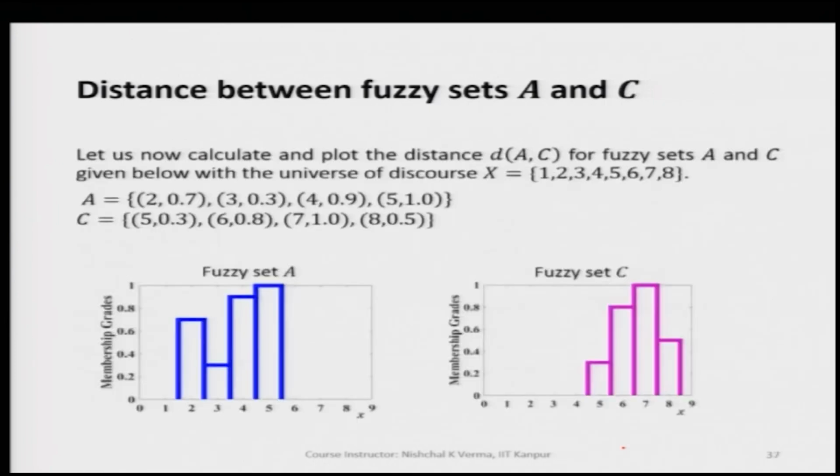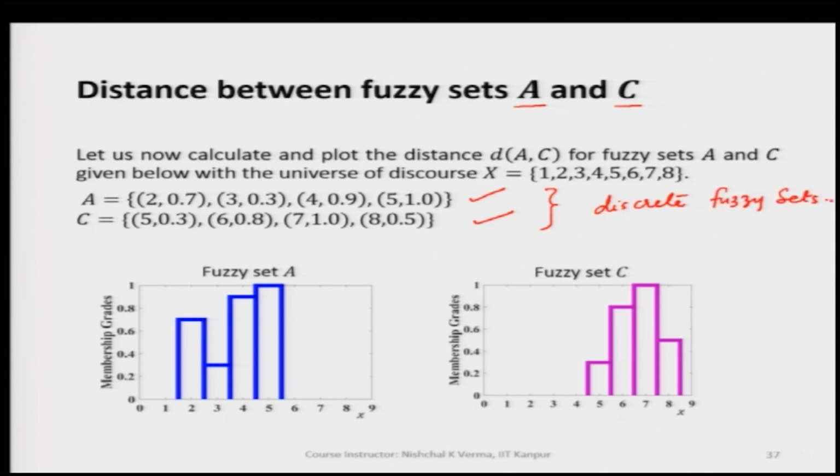entries as well. Let us now take another example, where we have to compute the distance between two discrete fuzzy sets A and C. In the earlier case, we computed the distance between fuzzy set A and fuzzy set B. Here, we are computing the distance between fuzzy set A and fuzzy set C. These sets are already given, A has been given like this and fuzzy set C has been given like this. Both of these are discrete fuzzy sets.